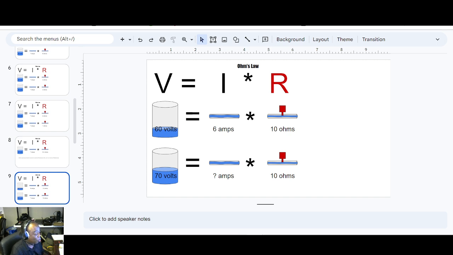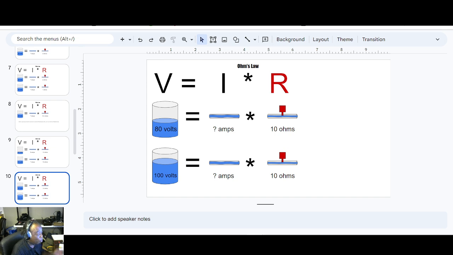Well, in order to have 70, your amps would have to go up to 7. So you used to have 6, now you have 7. So as your volts go up, your amps are now starting to go up as well. Well, let's say your volts go up to 80. Your amps would now have to go from 7 to 8 amps to keep up with the volts.